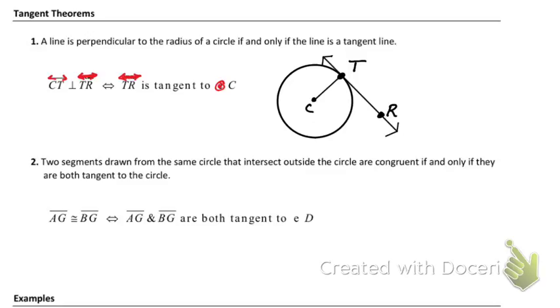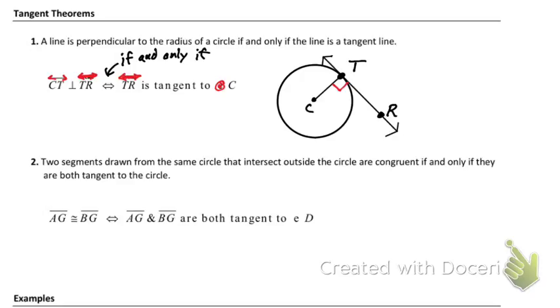Right now it says CT is perpendicular to TR if and only if. So once again, that double arrow is a shortcut for if and only if. That means it goes both directions. TR is tangent to circle C. So that means this is a tangent. This goes to the center. So this must be a 90-degree angle. This will always be 90 degrees.